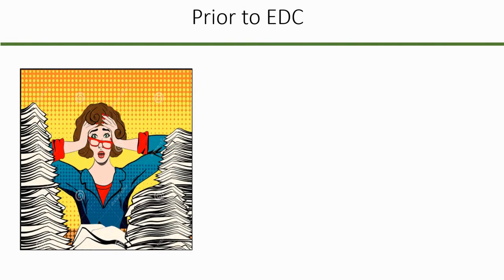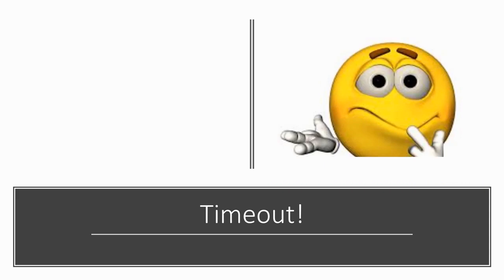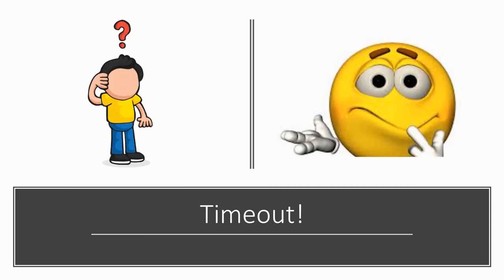Prior to EDC, a large share of a CRA's energy would be consumed on fulfilling two major responsibilities: that is, checking the accuracy and completeness of case report form entries and source documents, and the other would be informing the investigator of any CRF entry error, omission, or illegibility. Very little time was left for much else to be done.